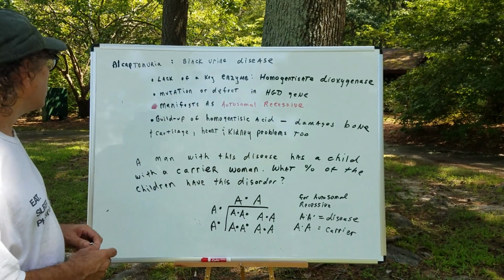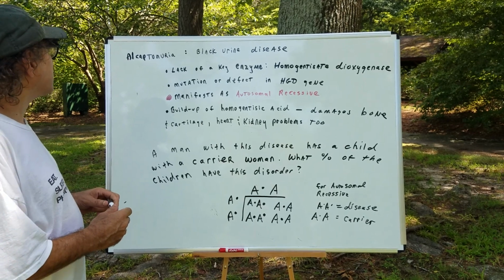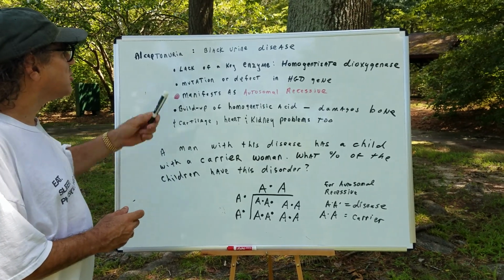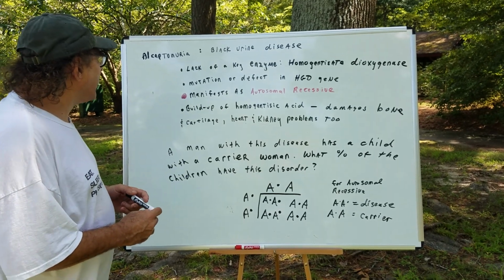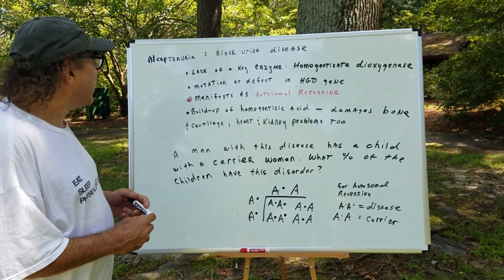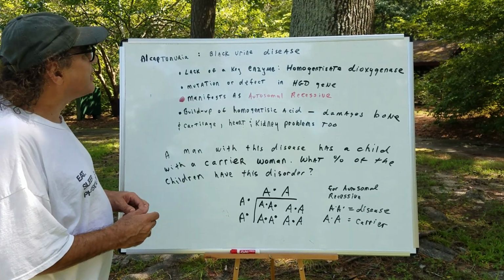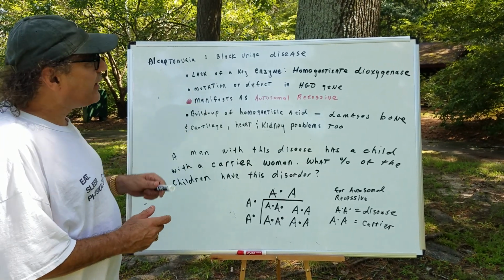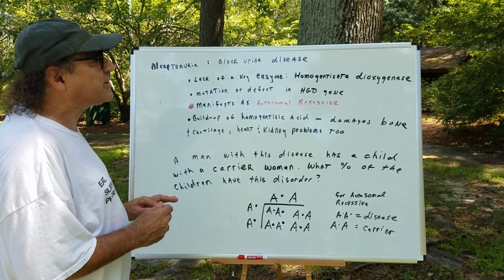I want to go over a really good genetics problem with you. We're going to deal with a disease called alkaptonuria, which is also known as black urine disease. You'll be dealing with this when you get to grad school in the area of biochemistry and maybe in pathology. Now, what we're going to do is we're going to see a lack of a key enzyme, and that enzyme is known as homogentisate dioxygenase.